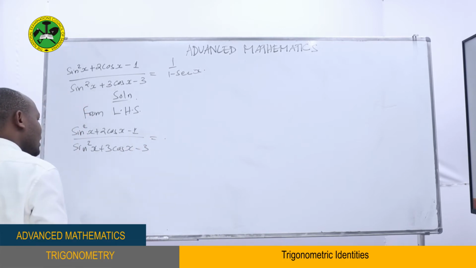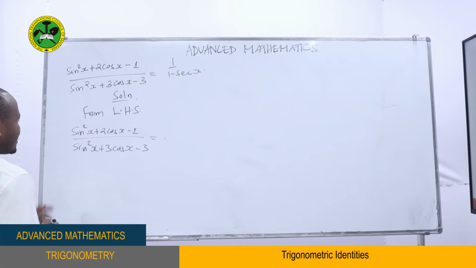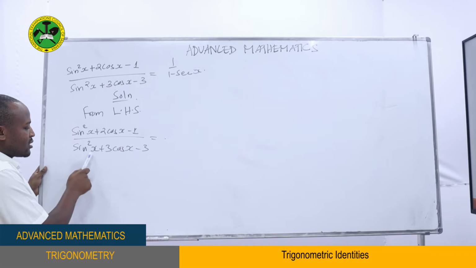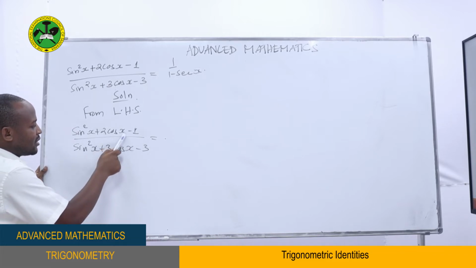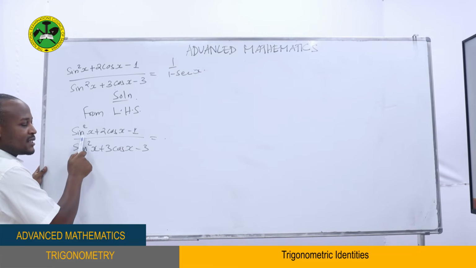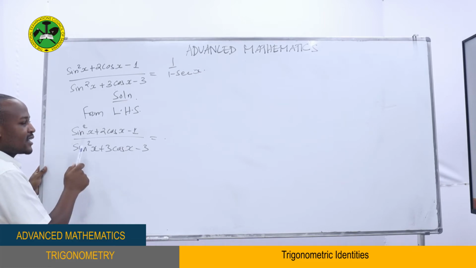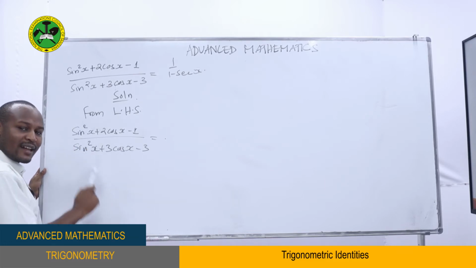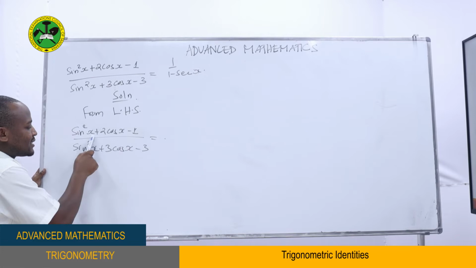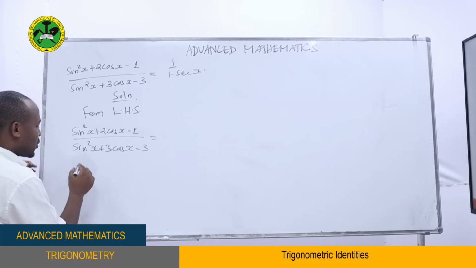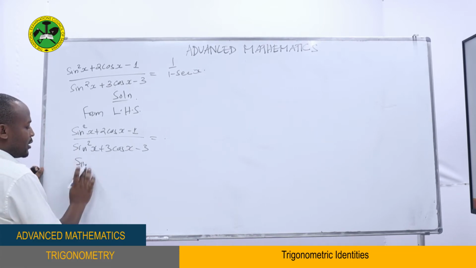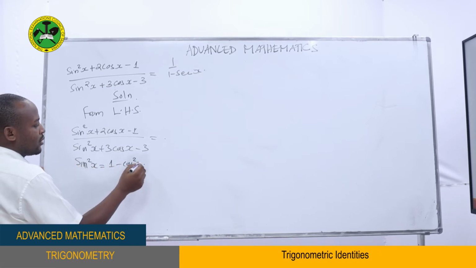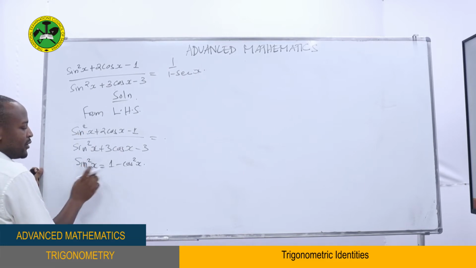Now what is that? As you can see there, we have a sine square, and also there we have a sine square, but there we have a cos, and there we have a cos. Can I simplify that from the identity that is sine square of x plus cos square of x is equal to 1? Can I simplify that and get the sine square of x? As we know that sine square of x will be equal to 1 minus cos square of x. That means instead of writing sine square of x, I will write that one.